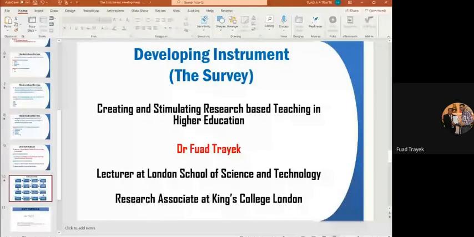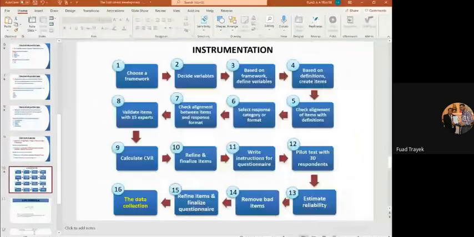Okay. Now, the instrumentation. I'm going to ask everyone to just put in the chat how many stages of the questionnaire development you think there are. Just type in the chat. I know I made a mistake, they were on the screen. But I would like to hear from you, how many stages do you think there are for developing the questionnaire?